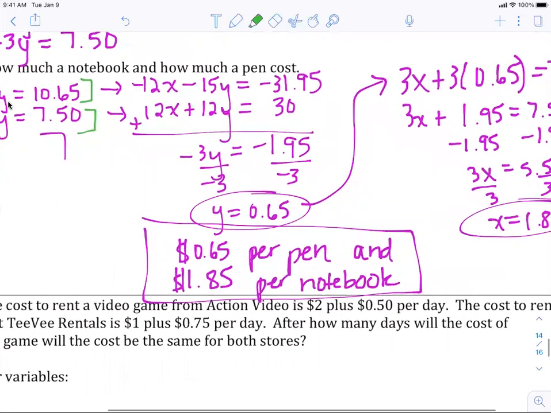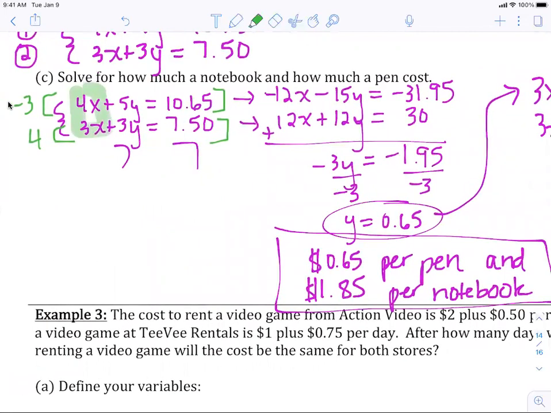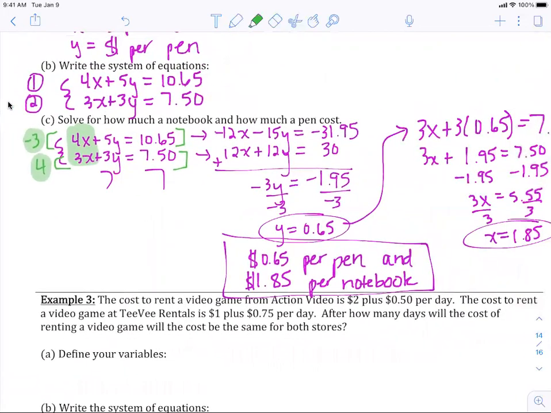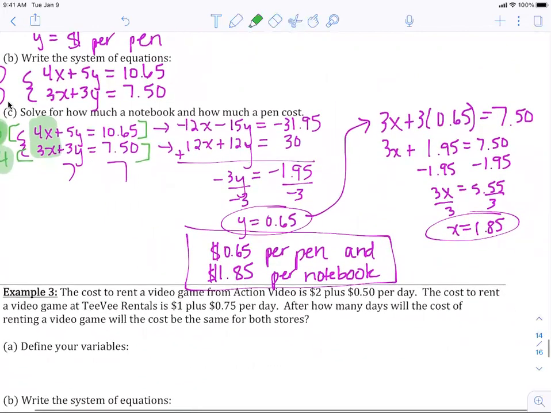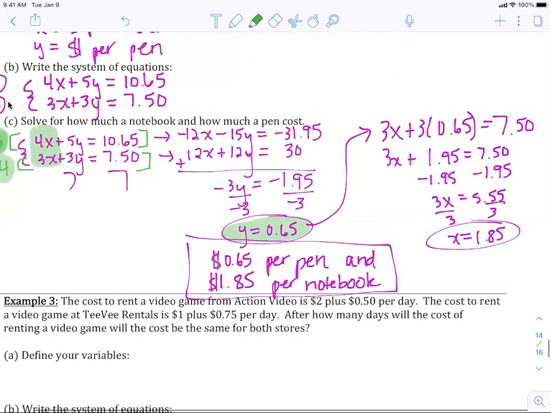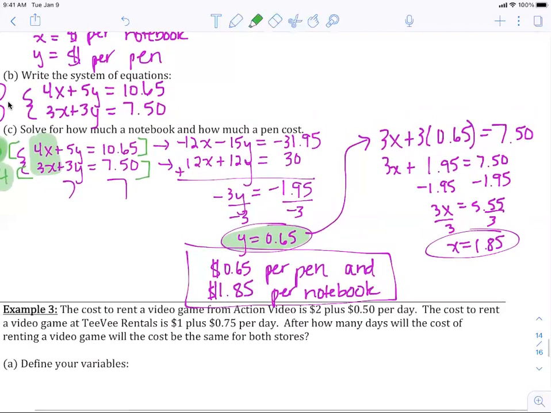Then it's just a matter of choosing your variable. I chose to get rid of X. So I multiplied my top equation by 3, bottom equation by 4. And then to get opposite signs, I just chose one of those to make negative. So I chose to make the 3 negative. And once you distribute to everything in each equation, add down, solve, that's where you get your answer for Y, which represents the amount per pen. And then to find the amount per notebook, it's really just a matter of plugging that number back into one of your equations, and you can solve for the price of 1 notebook.